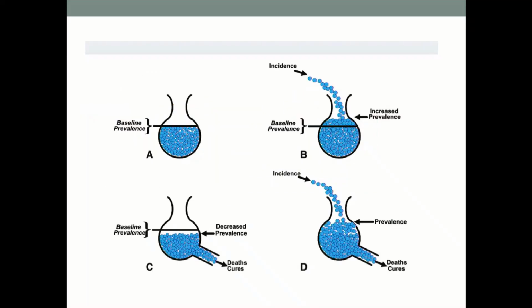This is another example, again from your book, of how the baseline prevalence can change. If we have new cases of incidence, then the prevalence is going to increase, right? Or if the deaths or cures are more, then the prevalence is going to decrease. Or if there's a steady state where the incidence is coming at the same rate as the deaths and cures, then the prevalence is not going to change. These are the relations to the equation we just described.